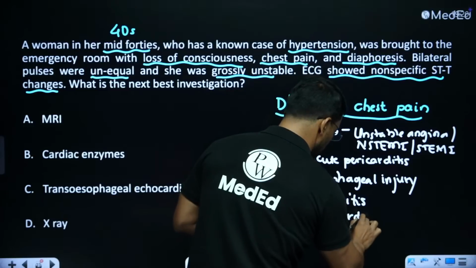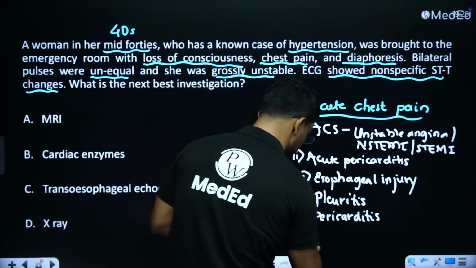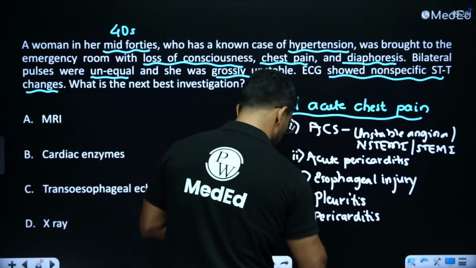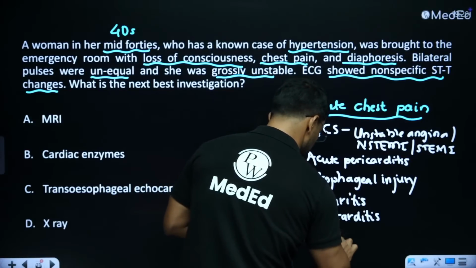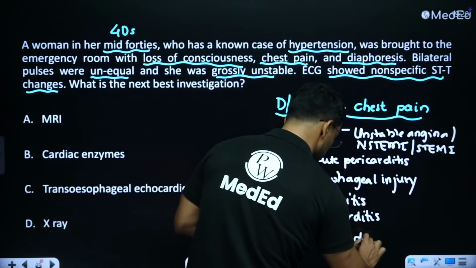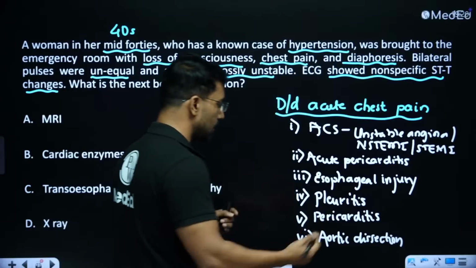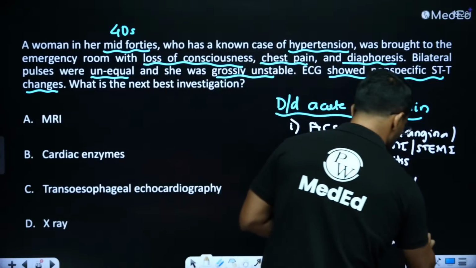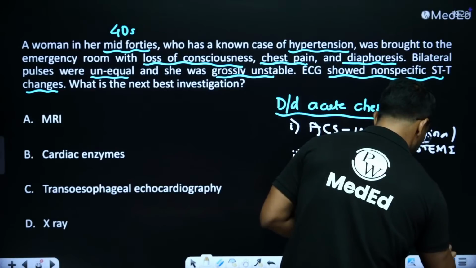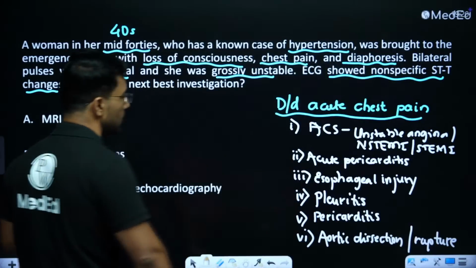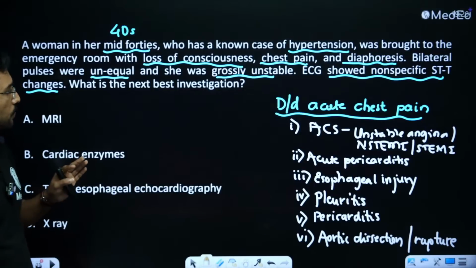And one more equally important is aortic dissection of aorta, and rarely even rupture of aorta. Dissection of aorta as well as rupture of aorta. These are two different entities. Okay, so these are the possible differential diagnosis.